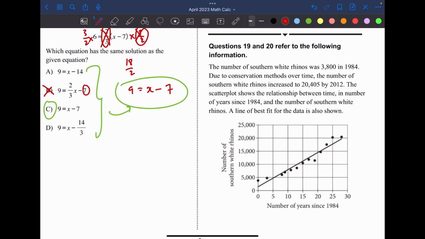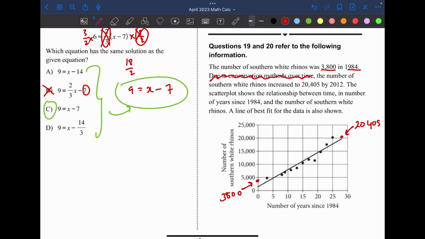Okay, question numbers 19 and 20 refer to the following information, and it says that the number of southern white rhinos was 3,800 in 1984, so it's going to be this dot over here that we measured. This is equal to 3,800. It's in 1984. Okay, after that, it tells us that due to conservation methods, once again, we don't really care about this. This is more of a story. It says that in 2012, which is over here, the number of rhinos was 20,405. It's a dot over here.